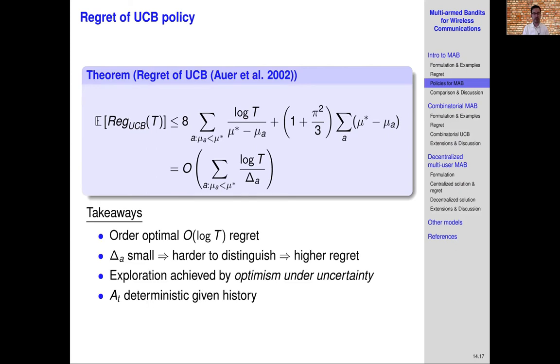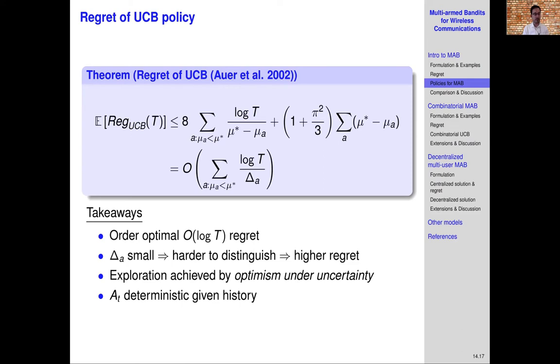Here are the main messages. The algorithm is order optimal, but the regret is inversely proportional to the suboptimality gaps, which means that if the gaps are small, then suboptimal arms are harder to distinguish than the optimal arm. We will spend a lot of time trying to explore these suboptimal arms, which will result in higher regret.